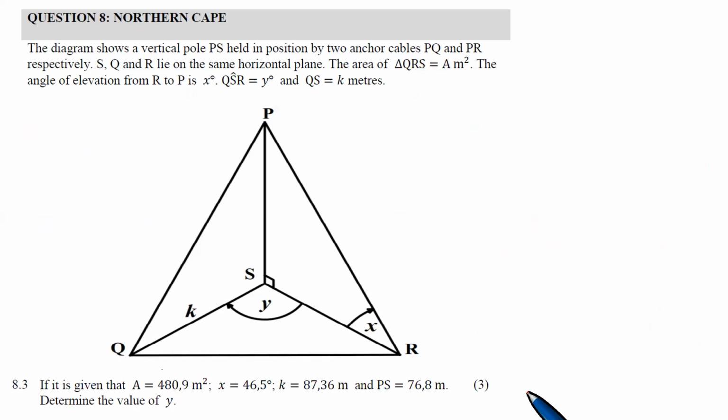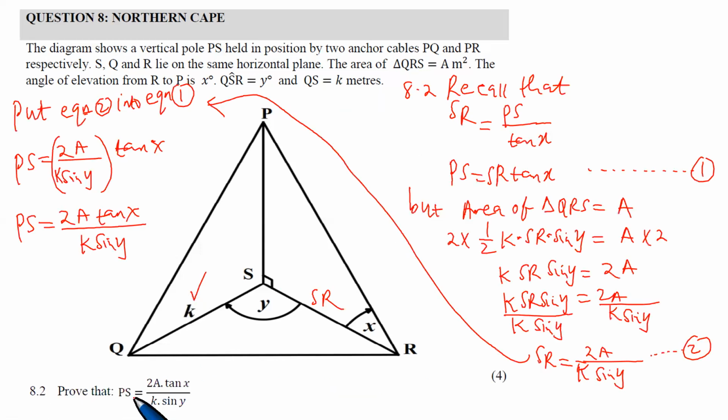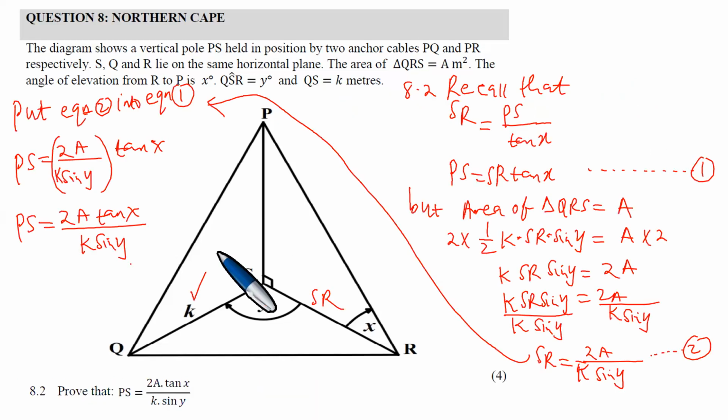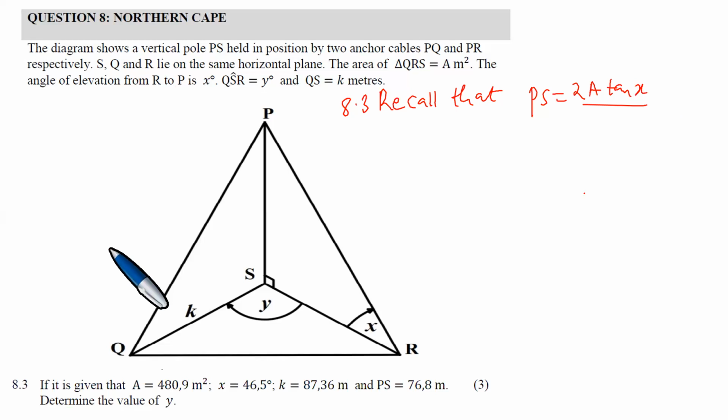They then said to the students, now that you have found everything, find the value of y if you have been given all these things. To do 8.3, you have to say recall. So you need to remember the past, and in remembering the past, we remember what we got. What was the PS here? It was PS equals a tangent of x divided by k sine y, k the trigonometric sine of y.